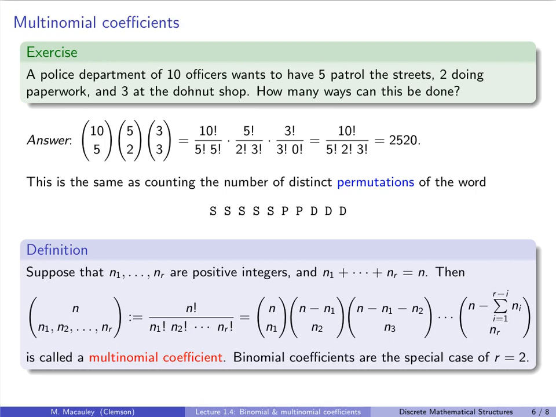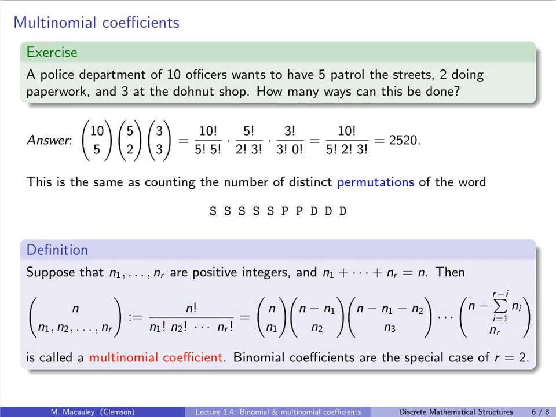Or you can think of it as the product of binomial coefficients. N choose n1 times n minus n1 choose n2 times n minus n1 minus n2 choose n3 all the way up to n choose, or n minus the sum of the first r minus 1 ni's choose nr. Okay, so several ways to define it. This might be better if you're thinking of officers, and this might be better if you're thinking about words.